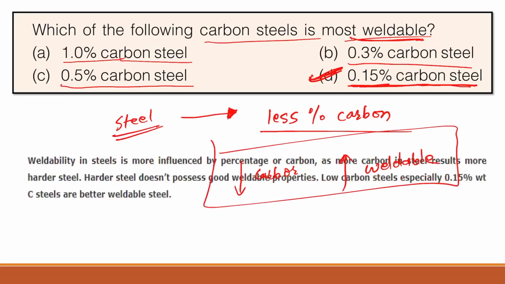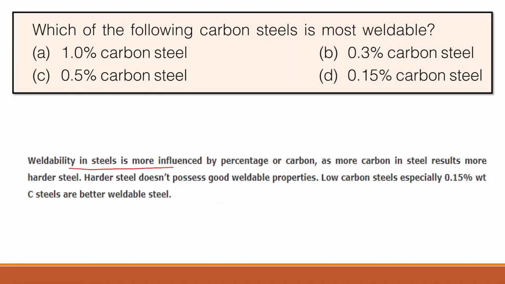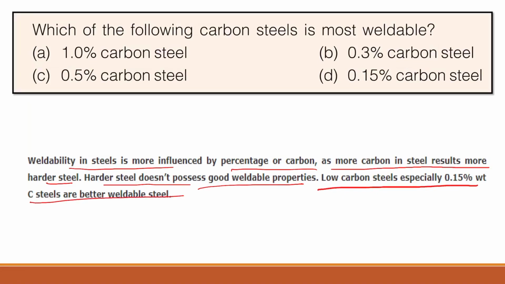Now the next question, guys. So here you can see weldability in steel is most influenced by the percentage of carbon, as more carbon in steel results in more hardened steel. Hardened steel doesn't possess good weldability properties. Low carbon steels, especially 0.15% by weight carbon steel, are better weldable. So the correct answer is D, 0.15%.